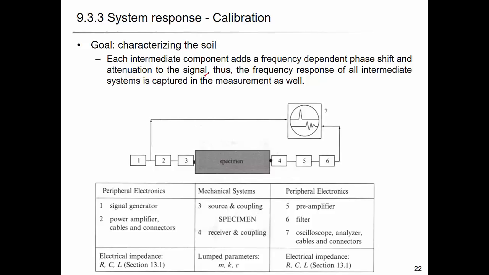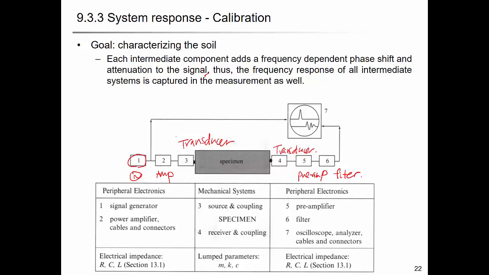So for example, if this is the FFRC, then you have oscilloscope, and let's say that this is the ultrasonic pulse measurement. Then you have a transducer, and here's another transducer, right? And what is this? This is a signal generator, an amplifier, and 5 is preamp, and 6 is filter.